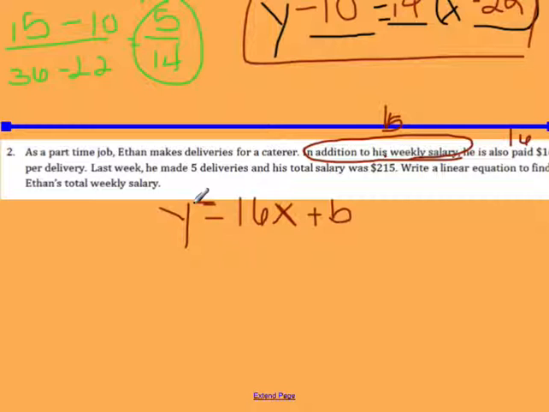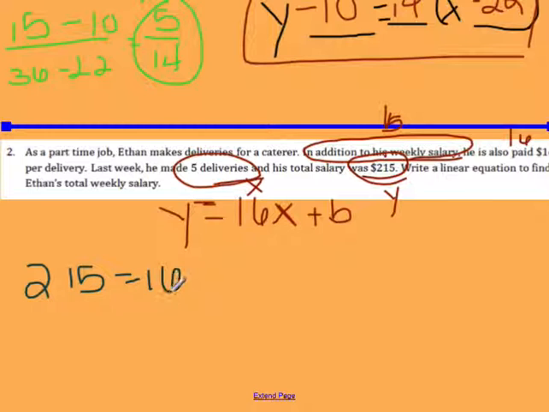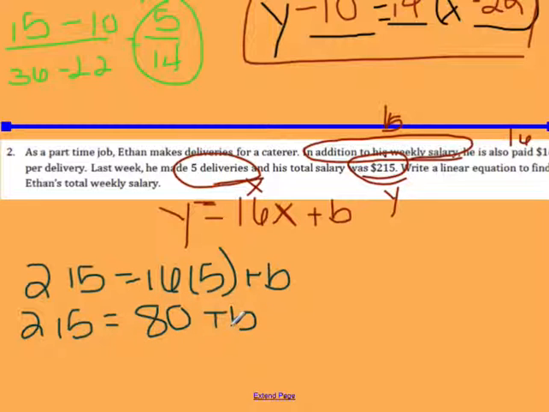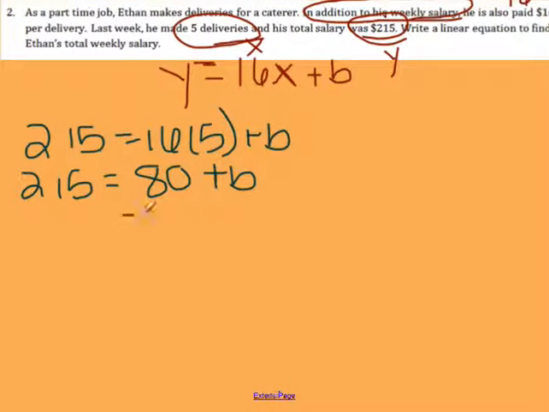Okay, so what we're going to do is we're going to use the fact that with 5 deliveries, he got $215. So this I'm going to plug in for Y, and this I'm going to plug in for X. Okay, so let's go ahead and do that. So we have 215 is equal to 16 times 5 plus B. So now we need to go ahead and solve that. Well, 16 times 5 is going to be equal to 80 plus B. So now to solve for B, I need to subtract 80 from both sides.